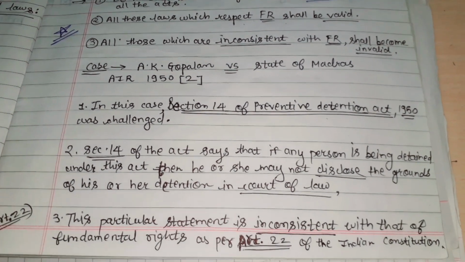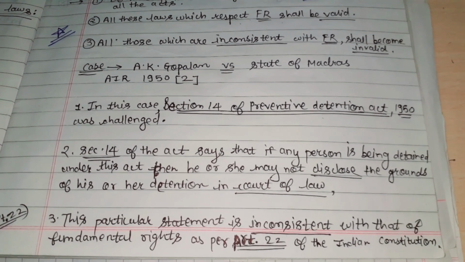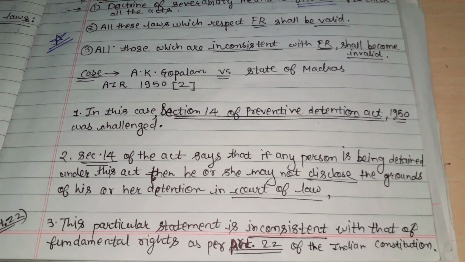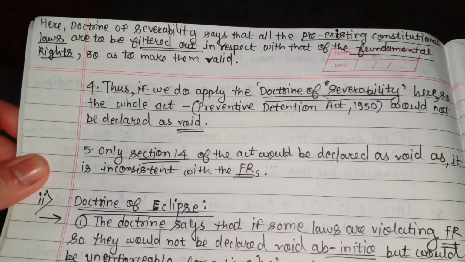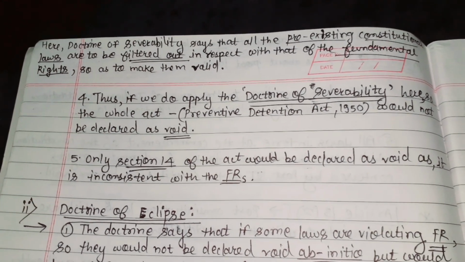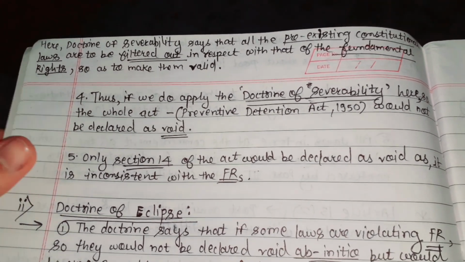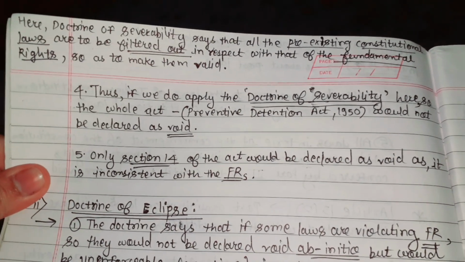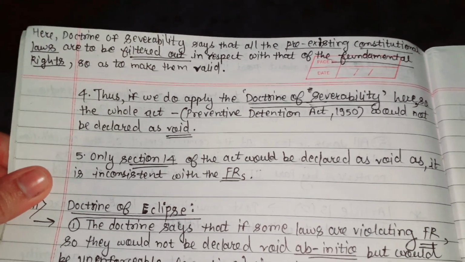But this particular statement is inconsistent with the fundamental rights as per Article 22 of the Indian Constitution. Here the doctrine of severability says that all the pre-existing constitutional laws are to be filtered out in respect of the fundamental rights so as to make them valid.